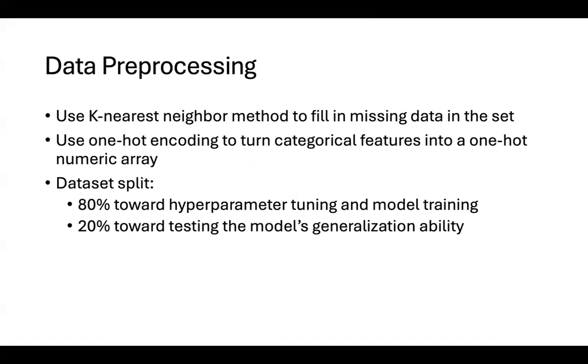To pre-process the data, they first used the k-nearest neighbors method to fill in missing data within the set, and then used one-hot encoding to turn categorical features into a one-hot numeric array. The dataset was then split, with 80% of it going toward hyperparameter tuning and model training, and the remaining 20% going toward testing the model's generalization ability after it was trained.